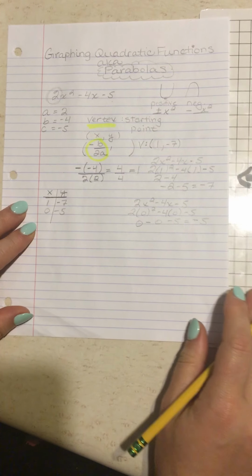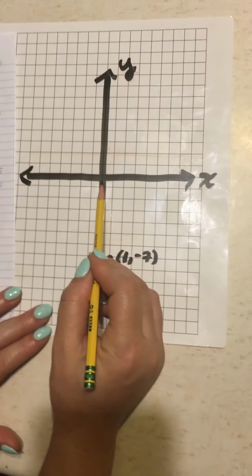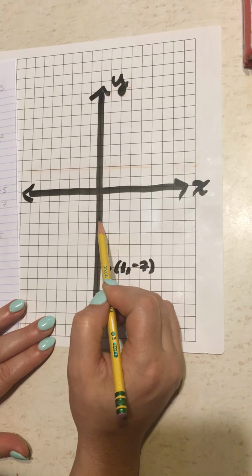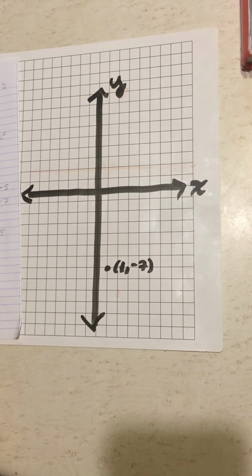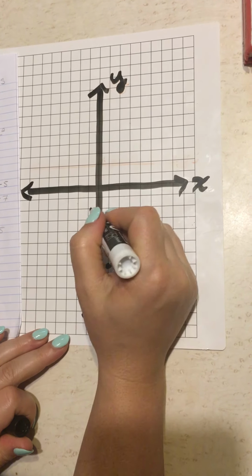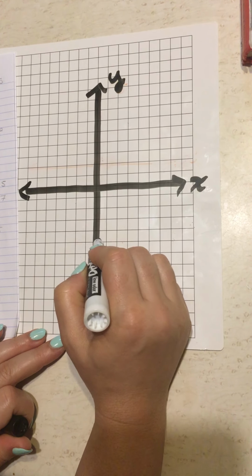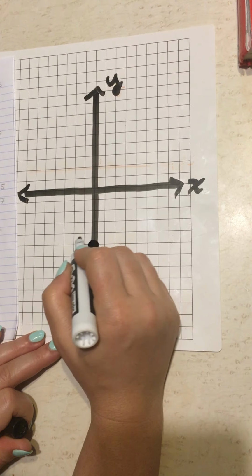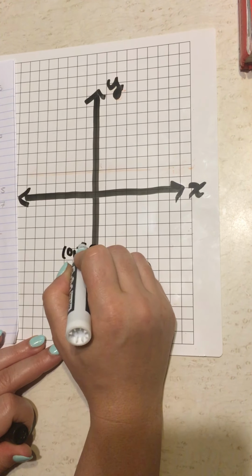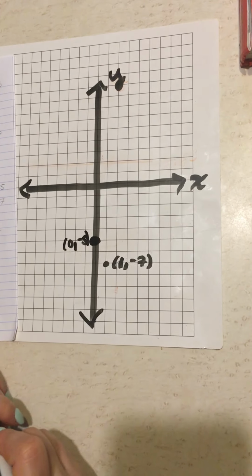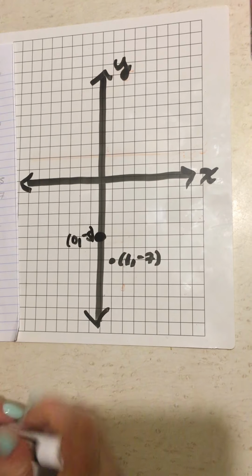So we have another point here. So we have one more point. So we have 0, negative 5. 1, 2, 3, 4, 5. So we're going to plug in our point right here. And our point was 0, negative 5. So we're almost done because we know that we've found one point.